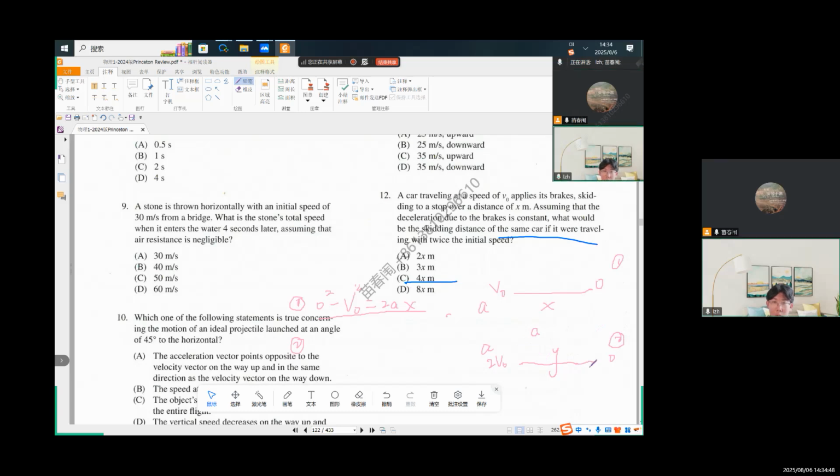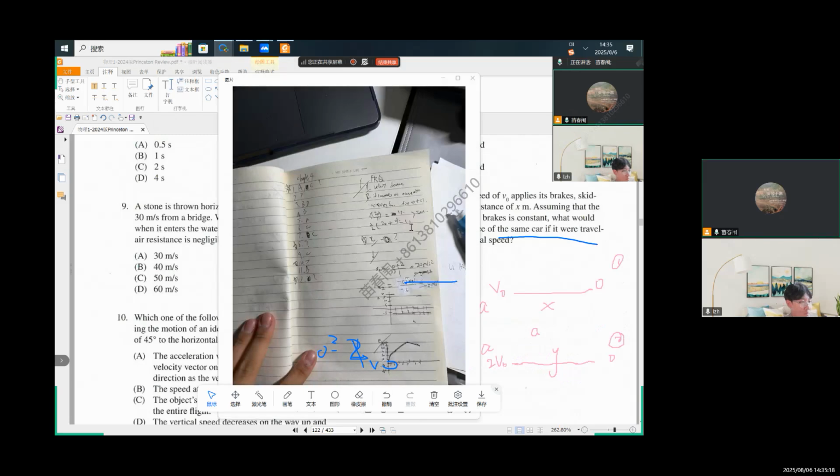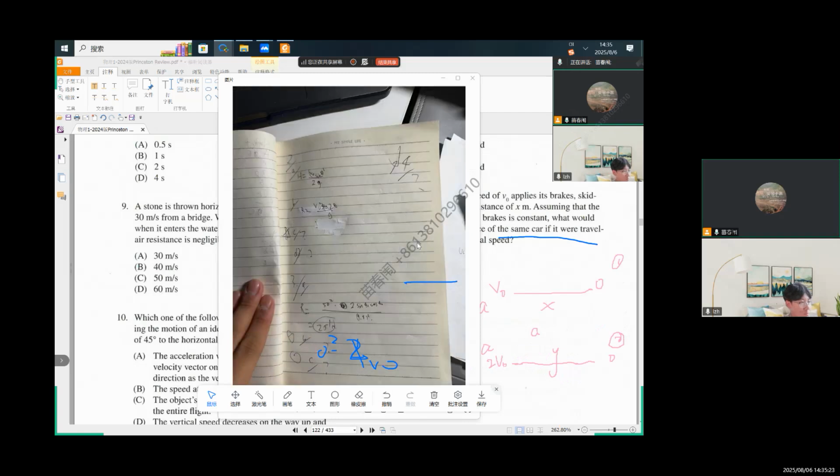So it's going to be, see? Initial velocity now is 2V0, right? And 0, so it's going to be minus 4V0 squared. Yeah, exactly, I get it. That's why it's going to be 4X, right? Because the A is the same, and also because the deceleration is constant, it tells us. This is 12. Let's see the next one, question 1.